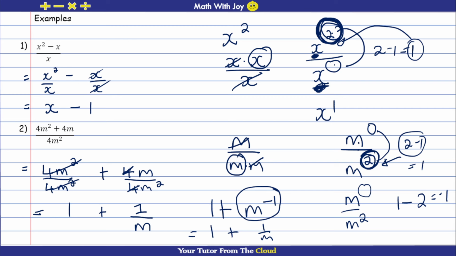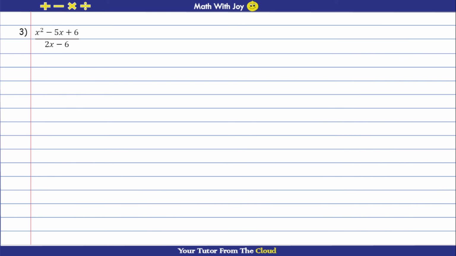But if you haven't, just understand that m divided by m squared means that you have to cancel some of the m's. There's one m at the top that cancels with the one m at the bottom, and you're left with an m at the bottom. Okay, let's practice more questions.